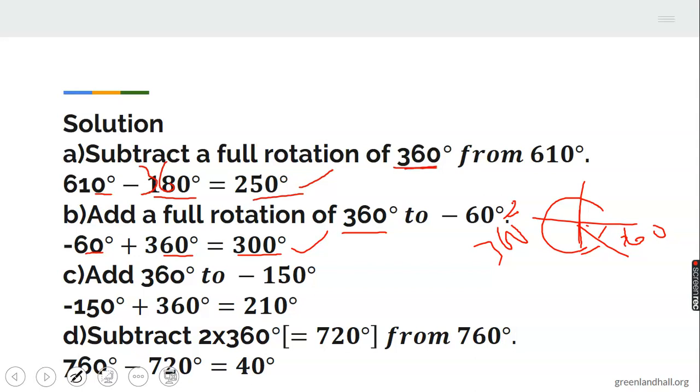Again, minus 150, you add 360 to it. Similar to that, you add 360 to minus 150, you have 210. So it's equivalent to 210 degrees. And lastly, since this is more than 2 times 360, this is 2 revolutions, which is 720 degrees. You have to remove that from this value, and you have 40 degrees. So 760 degrees is equivalent to 40 degrees.